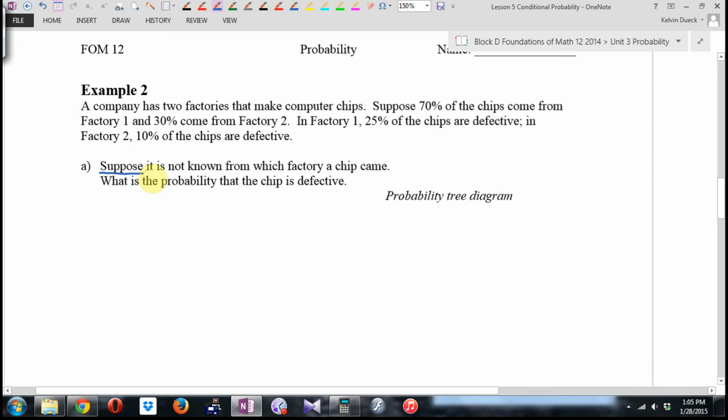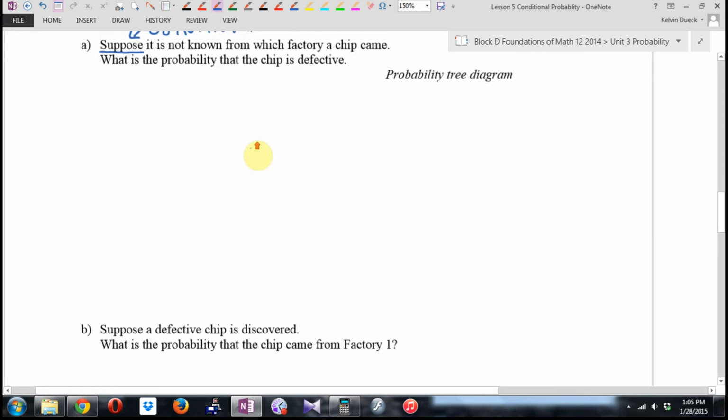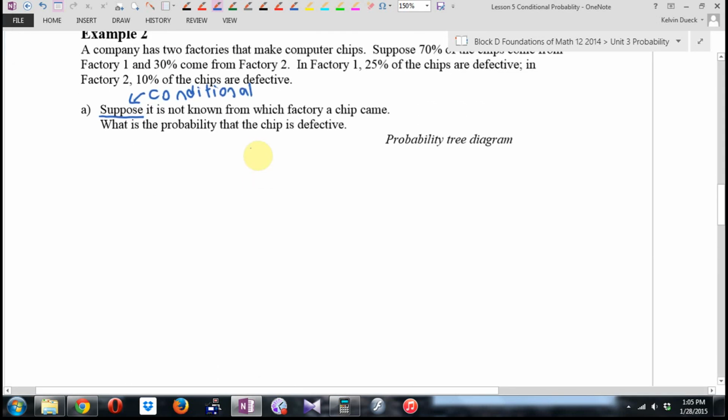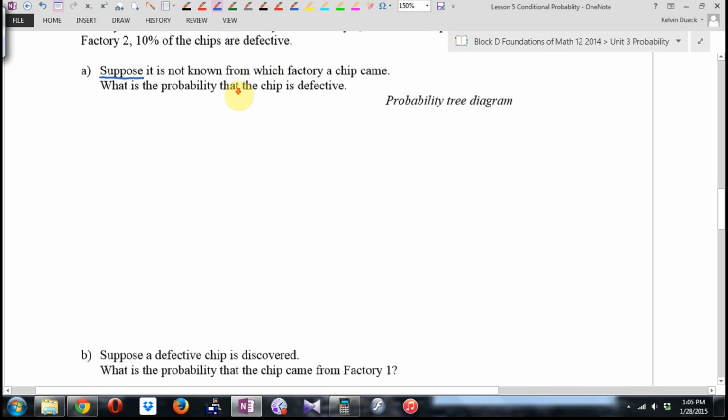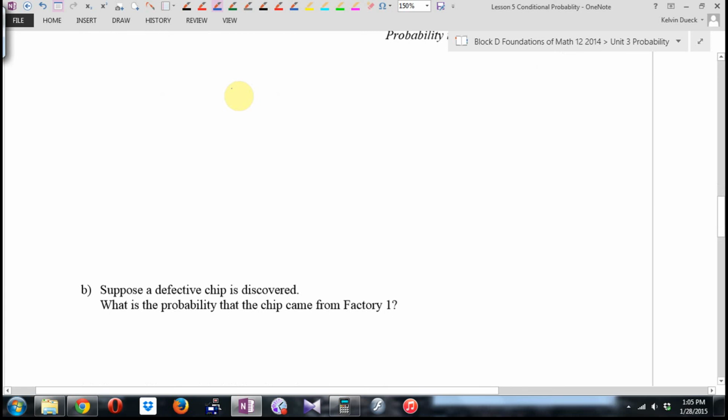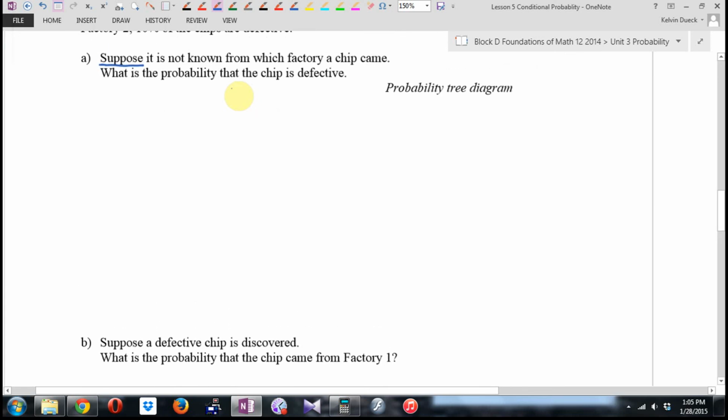Nice and loud. Suppose. That means this is a conditional probability. It says, suppose you don't know. Actually, I stand corrected. I know. Cross that out for a second. Sorry, guys. The conditional is going to be the suppose in part B. I, for some dumb reason, started both of them with suppose, and I'll change that.